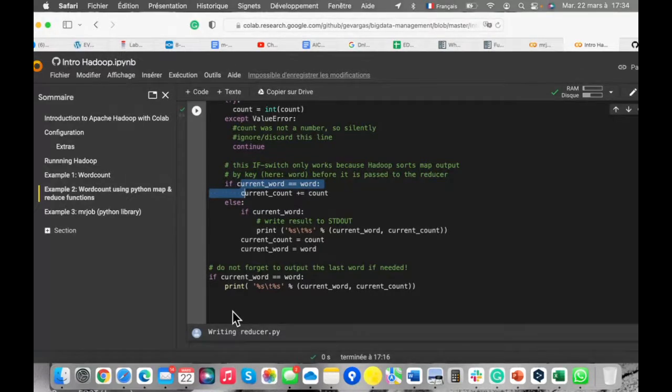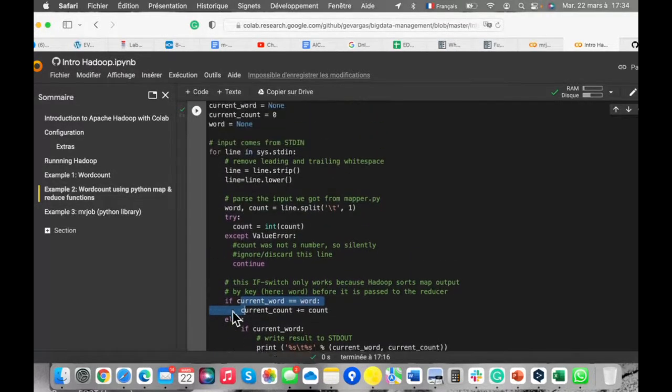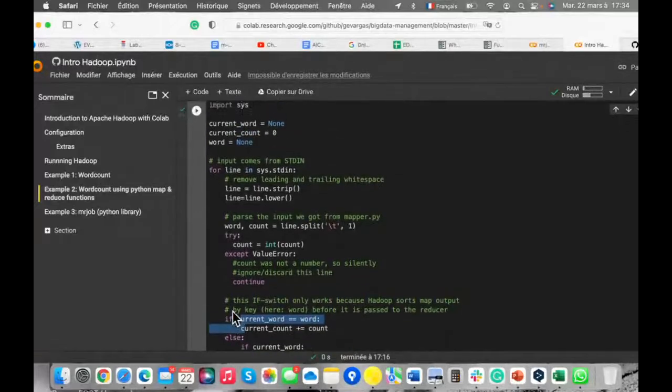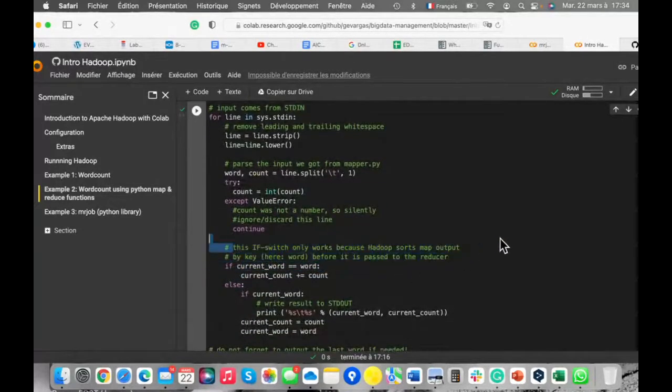But this is done on the sort and shuffling part, which doesn't belong here. So this is why here it assumes, and you have the comment saying that because Hadoop sorts output by key, you can assume that all the tuples with the same key have been grouped together, and that you will get them in the reducer, in each reducer.